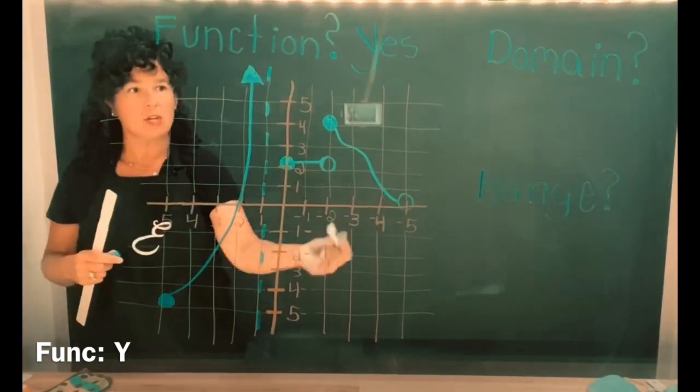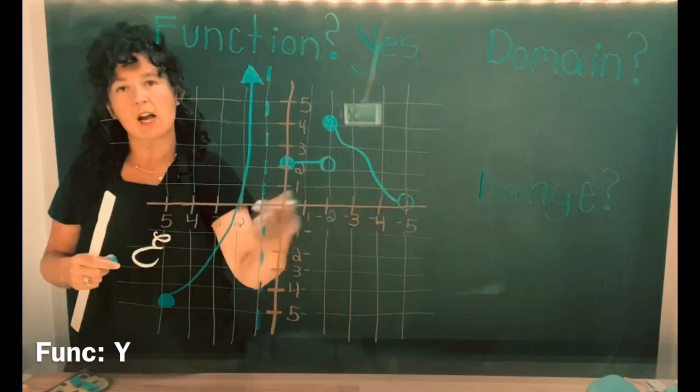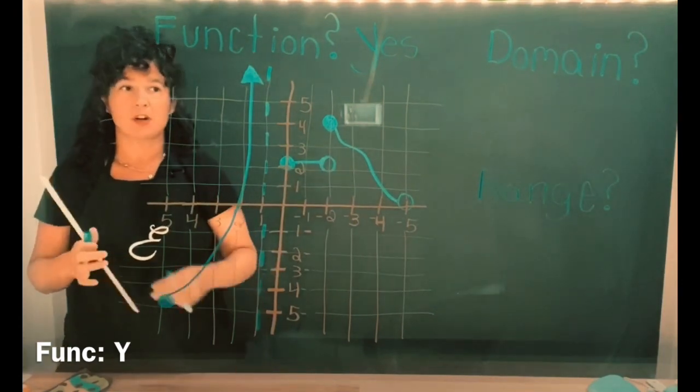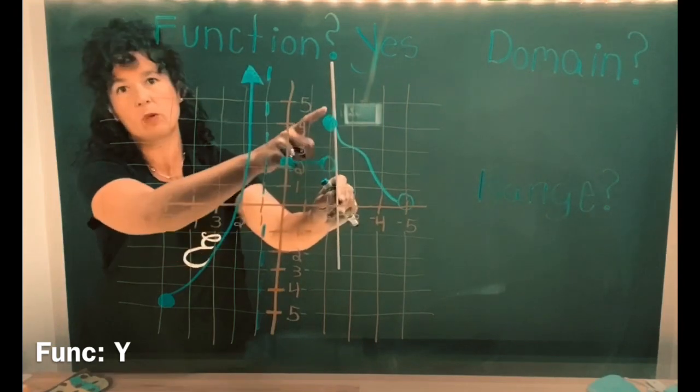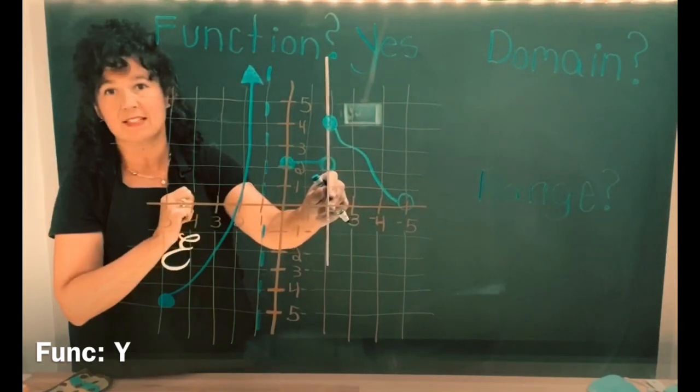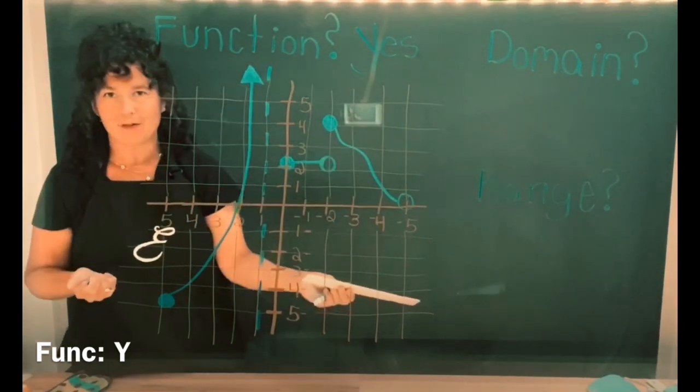Just a little note, if that would have been a solid dot, this would not be a function. If they were both solid dots as I come across, then I would be in contact with 2 points at the same time, making it not a function.